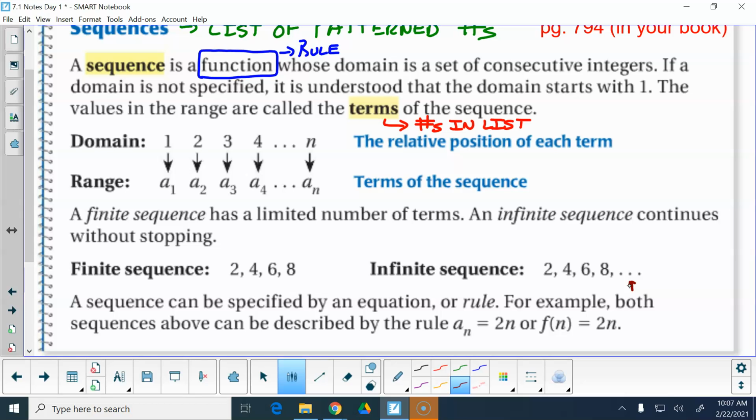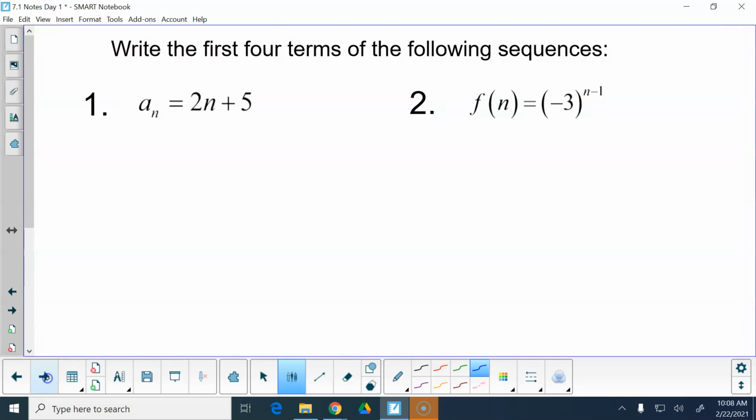If it's just like this, or it might also look like that, where you still have the 3 dots, but then after the 3 dots there's a term, that's still a finite sequence. The 3 dots do not necessarily represent an infinite sequence. They just have to come at the very end of your list. We talked about the rule already.